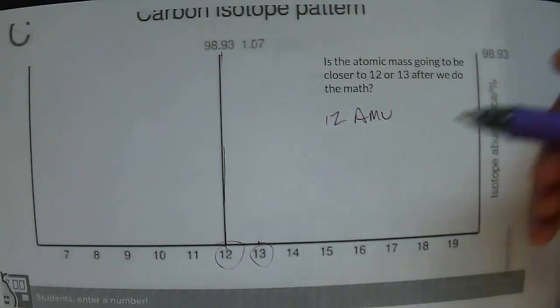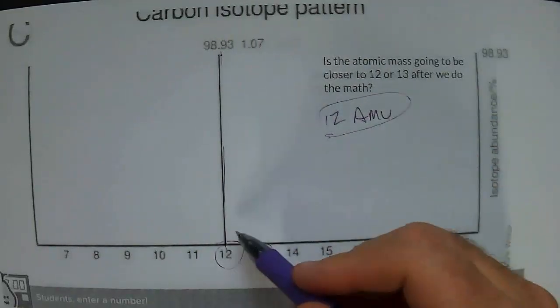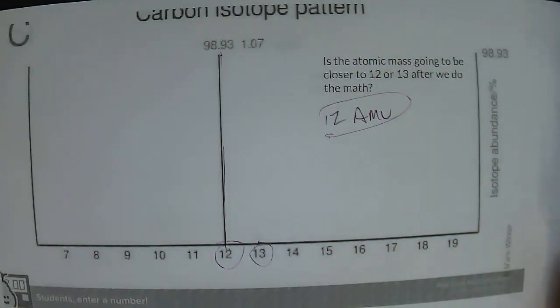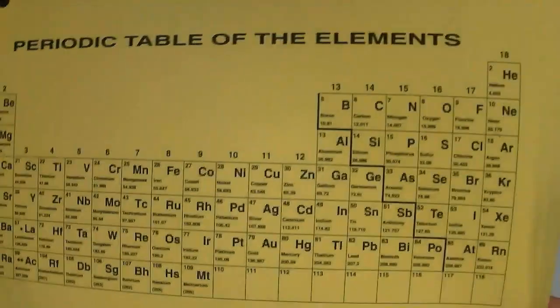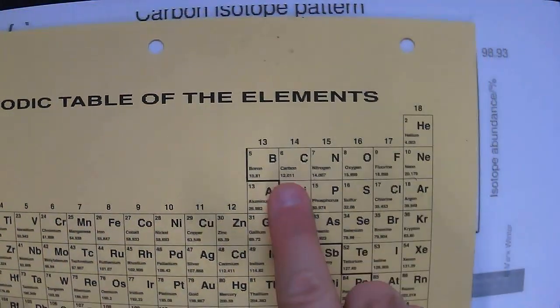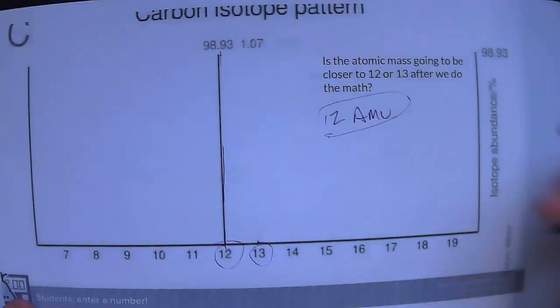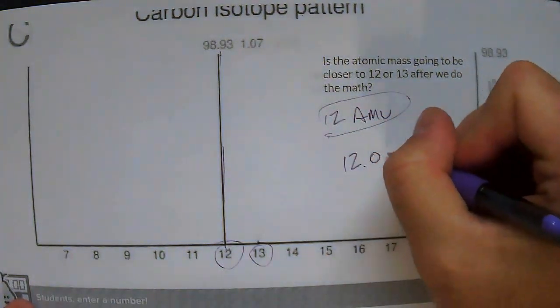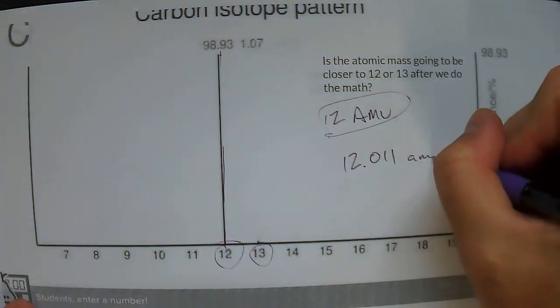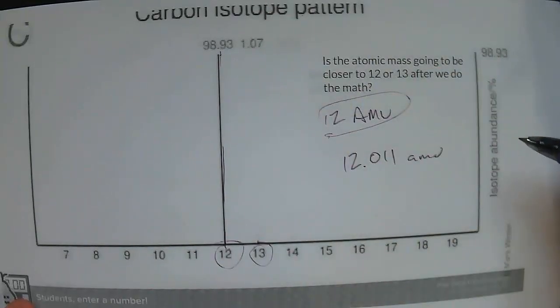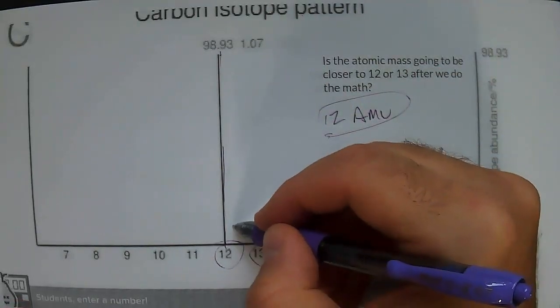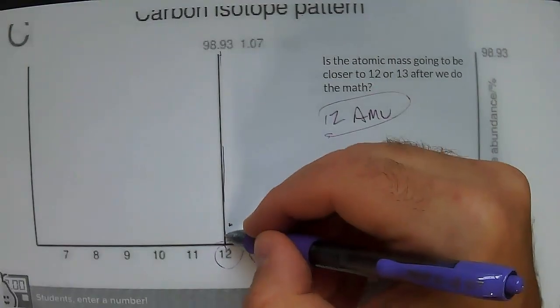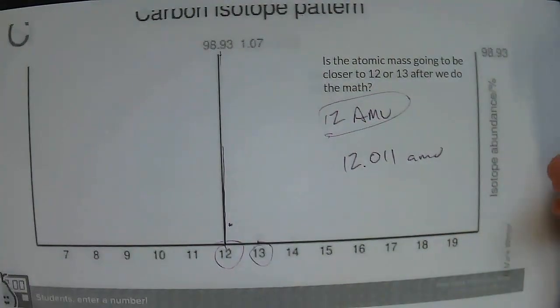So when we do the math, it's going to fall way closer to 12, and we can verify this. If we look at the actual mass on the periodic table, carbon is 12.011 AMU, and that's what we see. It's much, much closer to 12 because this peak is much, much bigger.